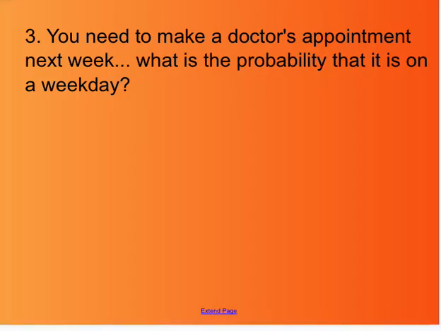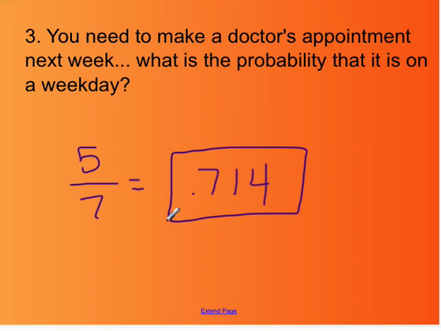Next, let's take a look at number 3. You need to make a doctor's appointment next week. What is the probability that it is on a weekday? Let's think about the total number of days. There are 7 days in a week. Now we need to think about how many of those are weekdays. Well, Monday, Tuesday, Wednesday, Thursday, Friday. So there are 5 days that are weekdays. So our success is 5. So we're going to do 5 divided by 7, and that gives you 0.714. So that means there's a 71.4% chance that your doctor's appointment is going to end up during the week if we have all of those days open to us.